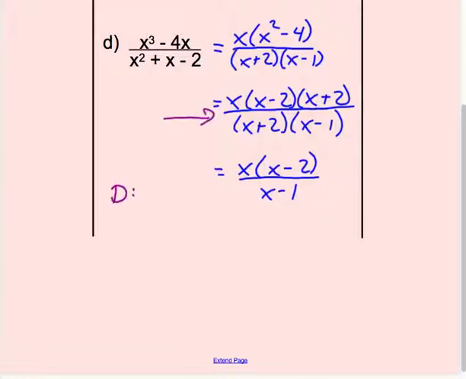Domain, look at the original factored form before you canceled. What's in the denominator? X cannot equal negative 2 or positive 1.